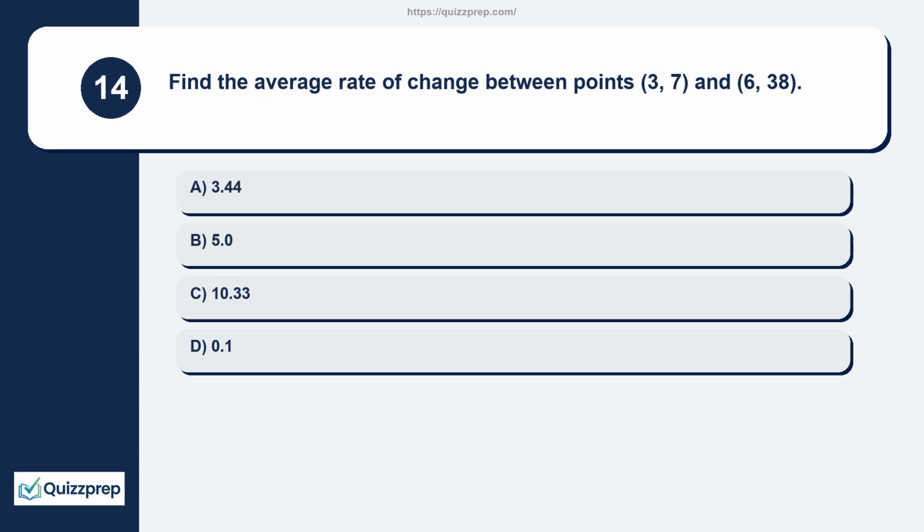Question 14. Find the average rate of change between points (3, 7) and (6, 38). 3.44, 5.0, 10.33, 0.1.